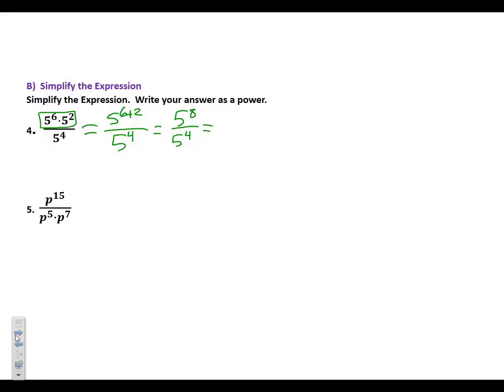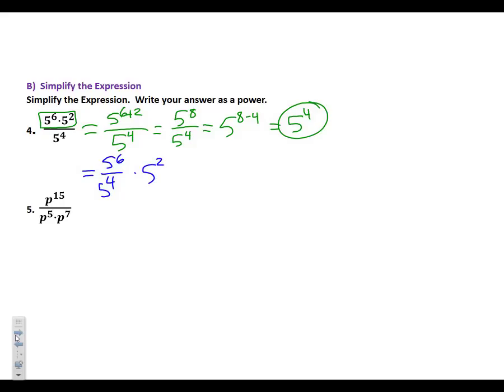Now we're dividing, so we go 5 to the 8 minus 4, which is equal to 5 to the 4th. So that's one way of looking at it, doing the multiplication first and then dividing. The other way of looking at it is rewriting it to say 5 to the 6th over 5 to the 4th, and then we're going to multiply that by 5 squared.